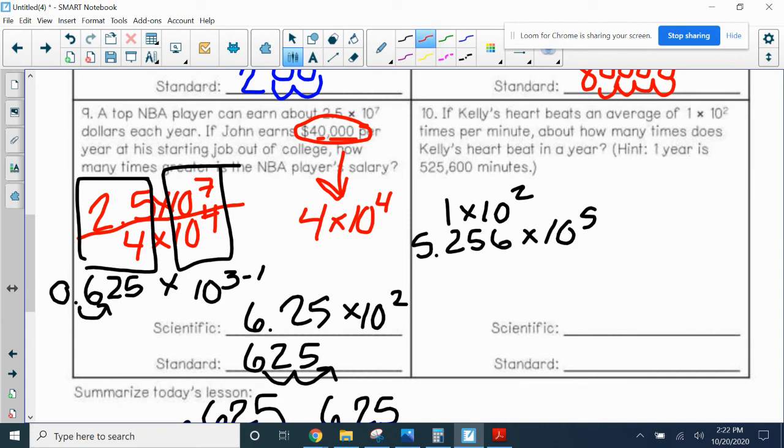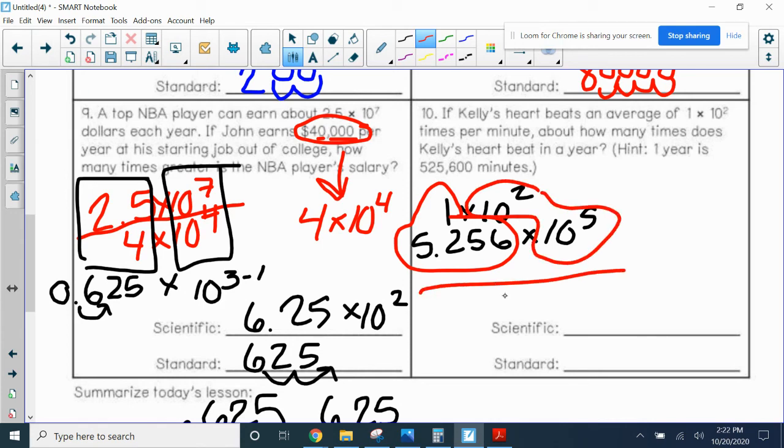And then you multiplied, because per means multiplication. So 10 squared and 10 to the 5th. So we're going to bring down our times, keep that 10, add our exponent, so 7, and anything times 1 is itself, so 5.256. 5.256 times 10 to the 7th.